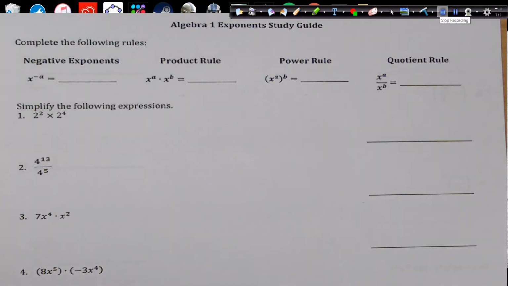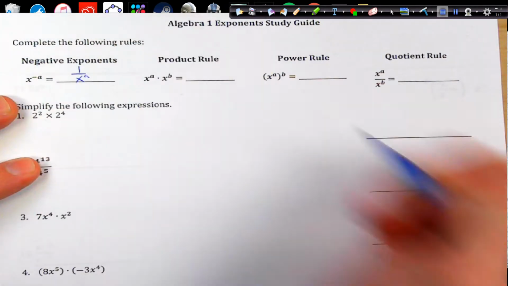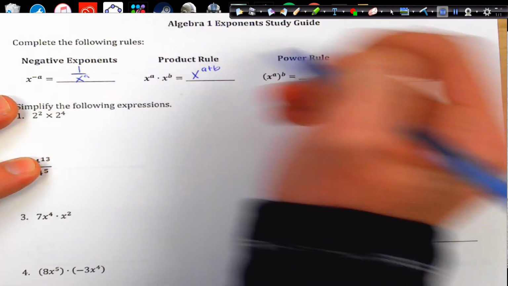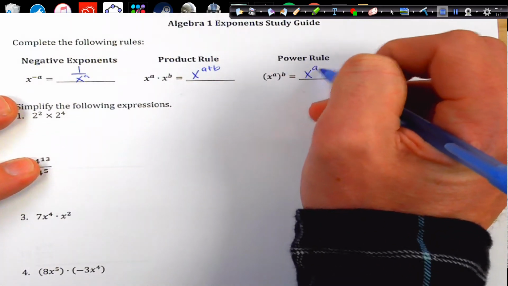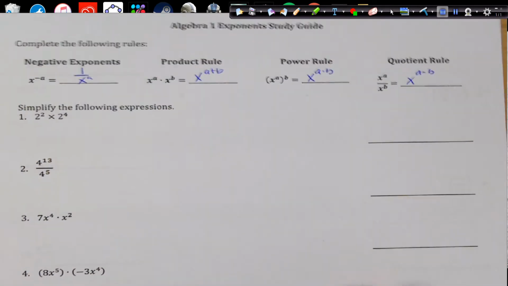Let's get to it. Our rules: negative exponent, we put it under 1. Product rule, we add our exponents. Power rule, we multiply our exponents. And quotient rule, we subtract our exponents. Let's get into some problems.